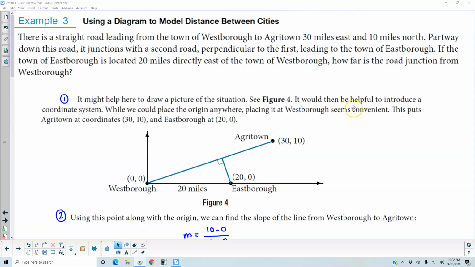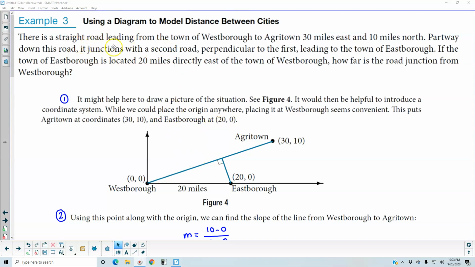It would then be helpful to introduce a coordinate system, and while we could place the origin anywhere, placing it at Westboro seems convenient. And this puts Agratown at coordinates (30, 10), and Eastboro at (20, 0). So let's take a look at the problem again.